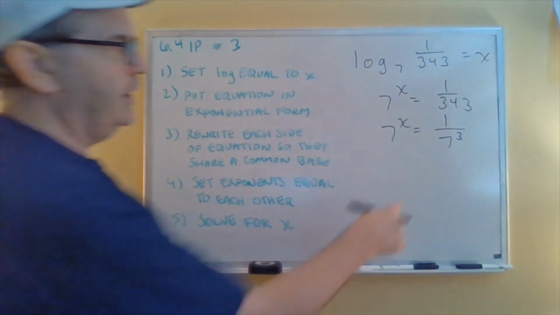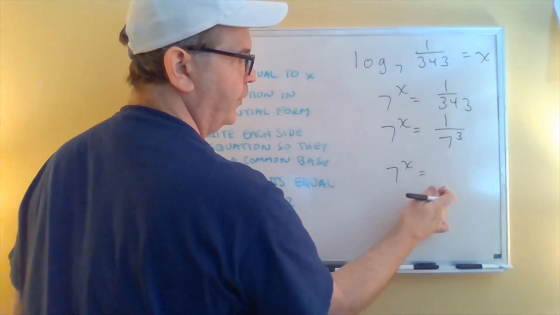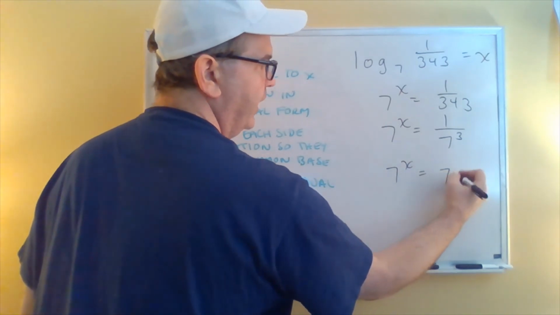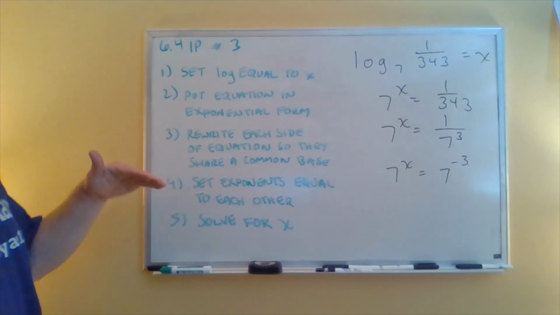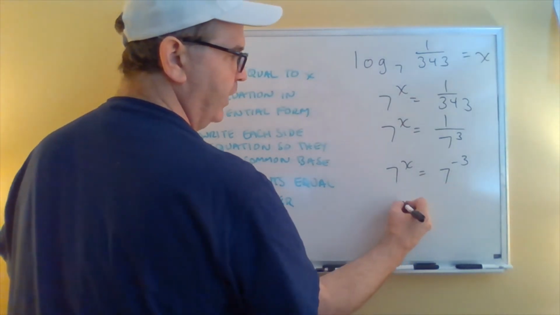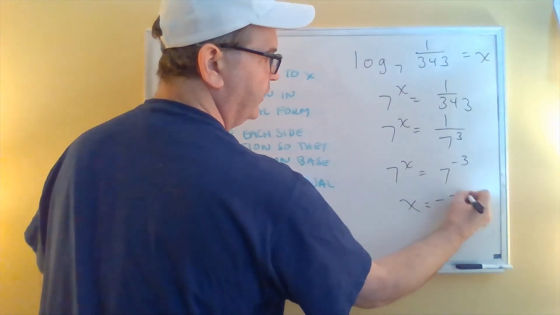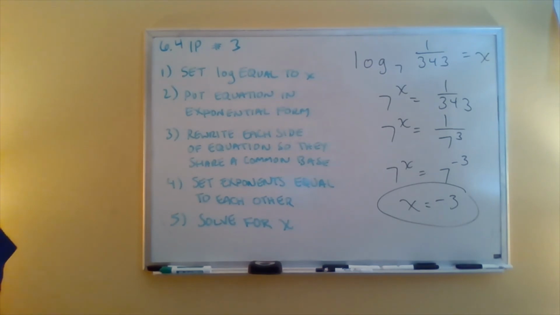We're not quite there yet. We need to rewrite this fraction. We need to pull that 7 to the 3rd from the denominator up to the numerator, and when we do, we change that exponent from positive to negative. Now we have 7 to the x power equals 7 to the -3 power. If we have like bases, we can set our exponents equal to each other, and we get x equals -3 for the answer to number 3.